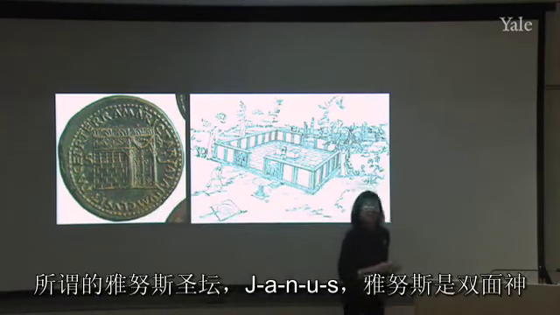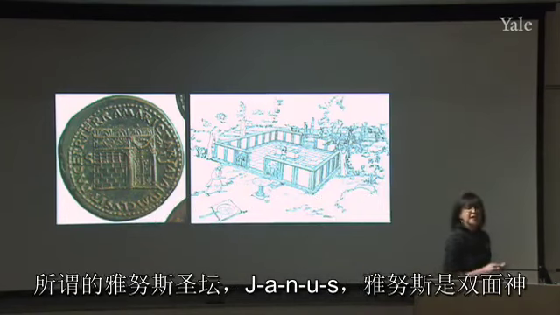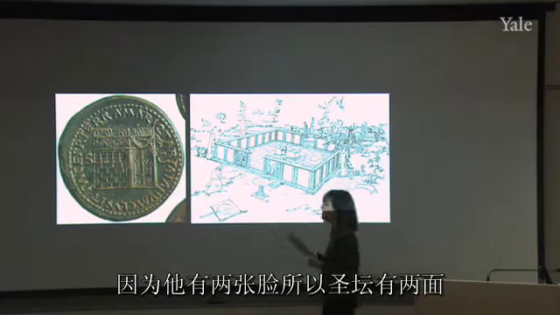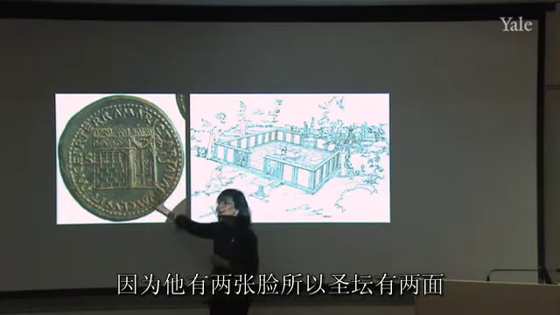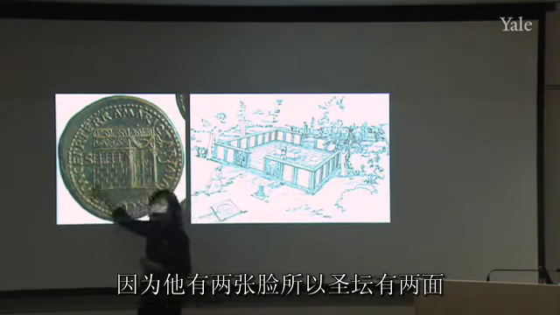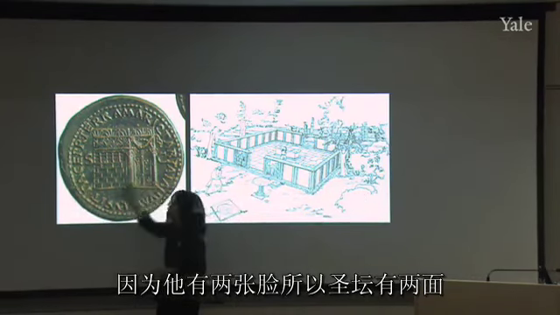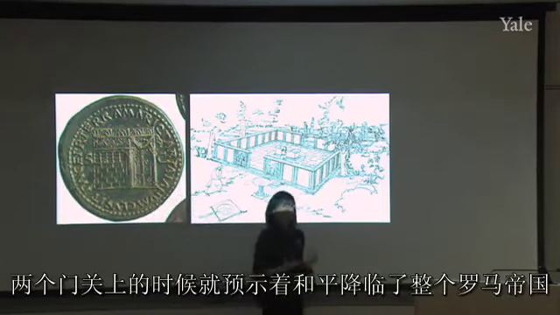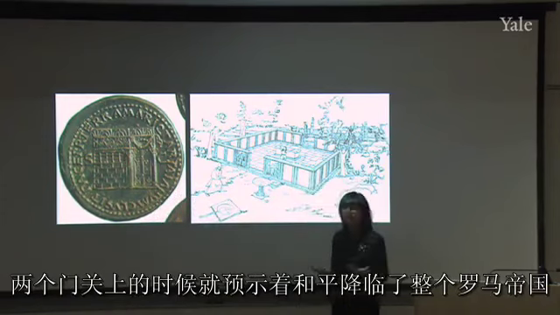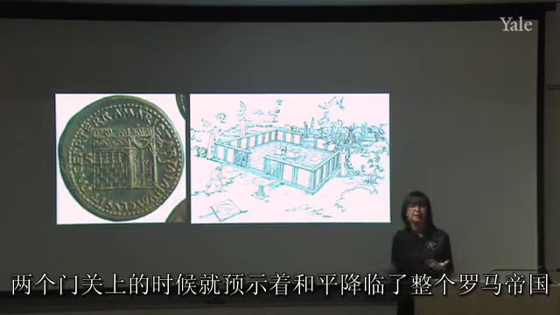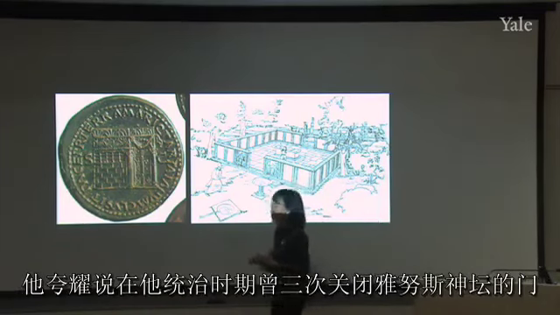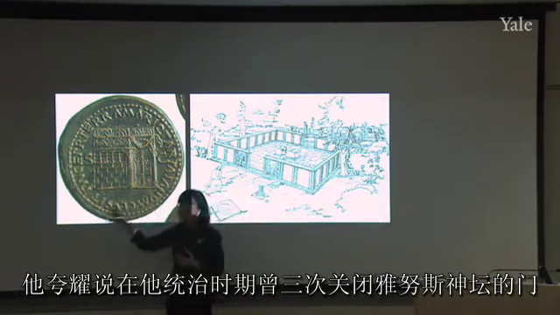so-called Shrine of Janus, the two-headed god, which we know is located in the Roman Forum. And tradition had it that the shrine had double doors, because Janus was a two-headed god, so two sides, both with double doors, and that when those double doors were closed, it signaled that peace reigned throughout the empire. And we know in the Res Gestae, Augustus tells us that he closed the doors of the Shrine of Janus, he brags, 3 times during his reign.